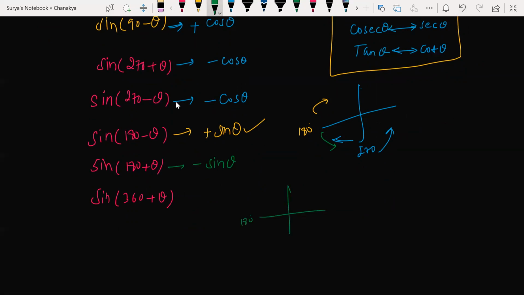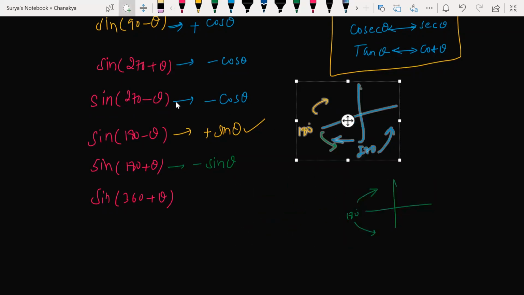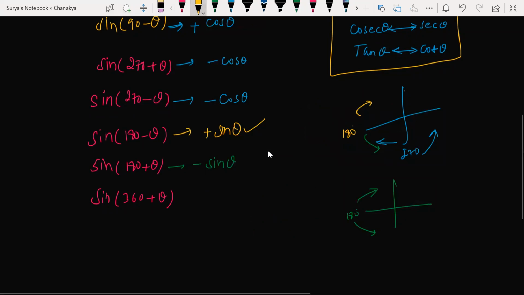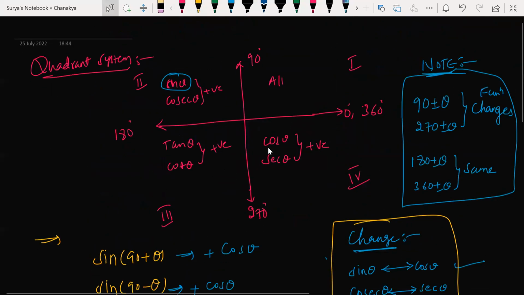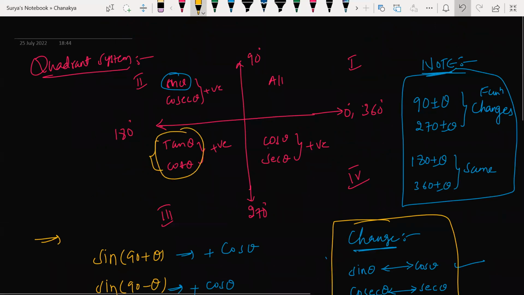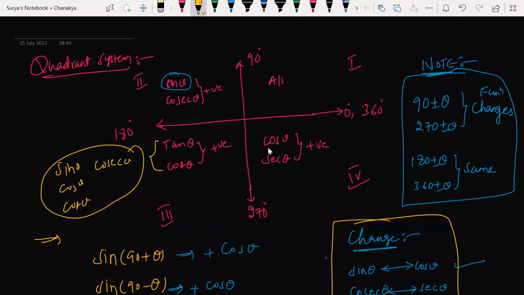180 plus theta is which quadrant? 180 minus is the second quadrant. 180 plus is the third quadrant, or not? In the third quadrant, sine will be negative. Who will be positive? Tan and cot only will be positive. And the remaining, sin theta, cos theta, cosec theta, all these will be negative in the third quadrant.